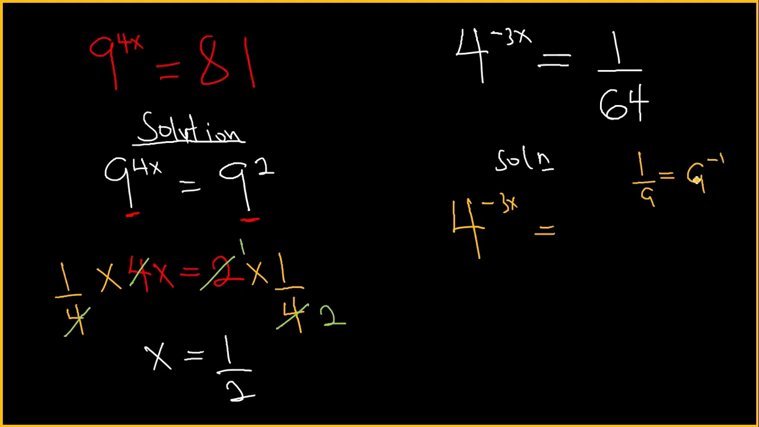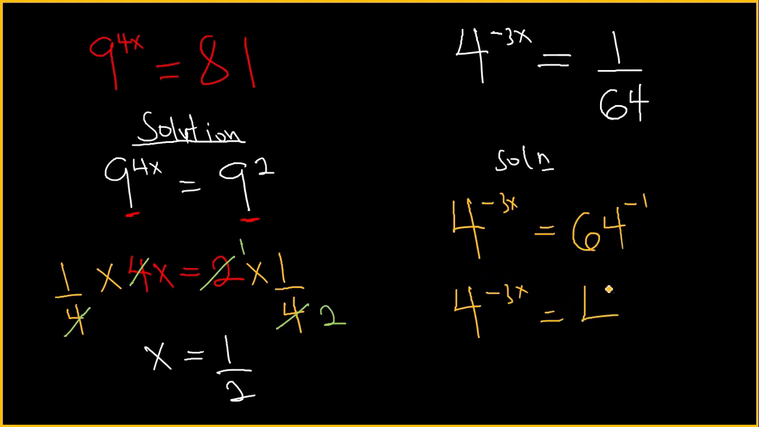So we're also going to write this fraction in this linear form, to carry an index or a power. So this is also written as 64 raised to the power negative 1. Now 4 raised to the power negative 3x equals, now we change 64 to a base of 4, and then we have 4 raised to the power 3 gives us 64, multiplied by this index or power negative 1.